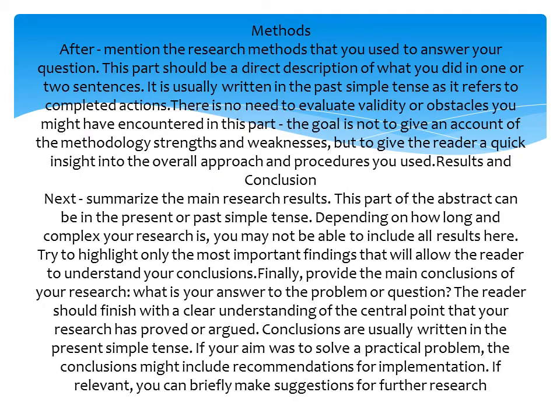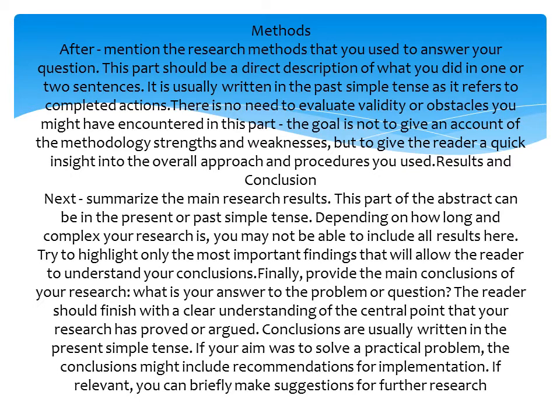So, methods. Mention the research methods that you use to answer your question. This part should be a direct description of what you did in one or two sentences. There is no need to evaluate validity or obstacles you might have encountered in this part. The goal is not to give an account of methodology, but to give the reader a quick insight into the overall approach and procedures you used.